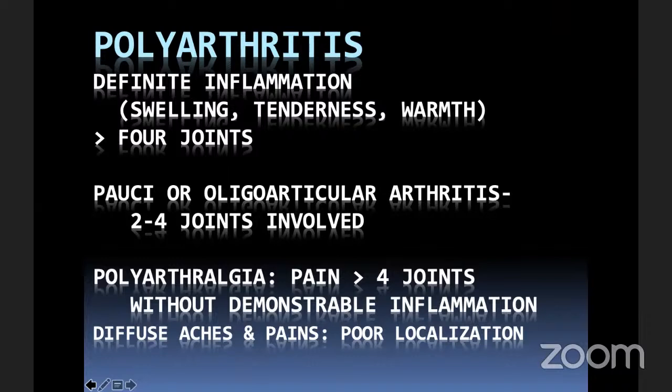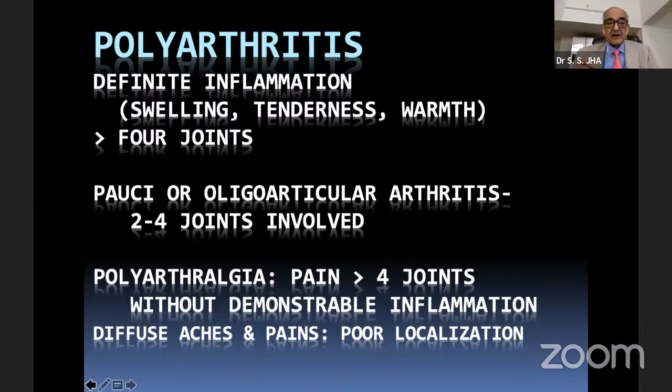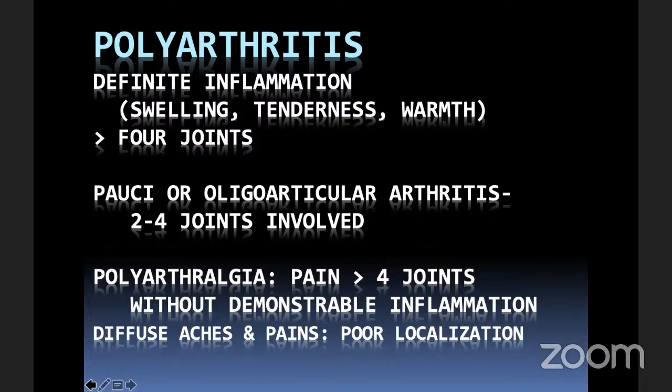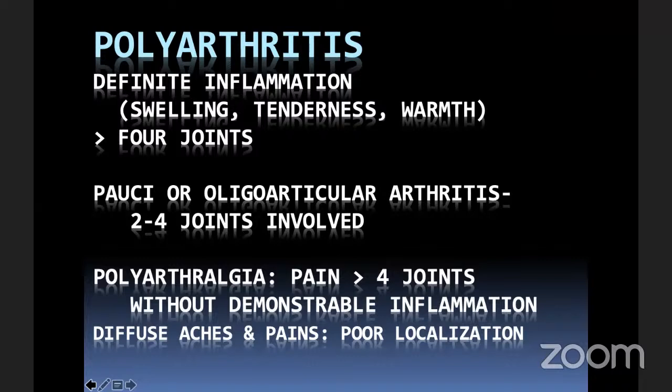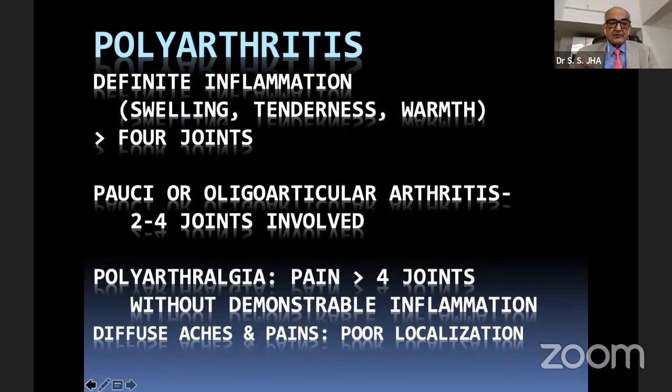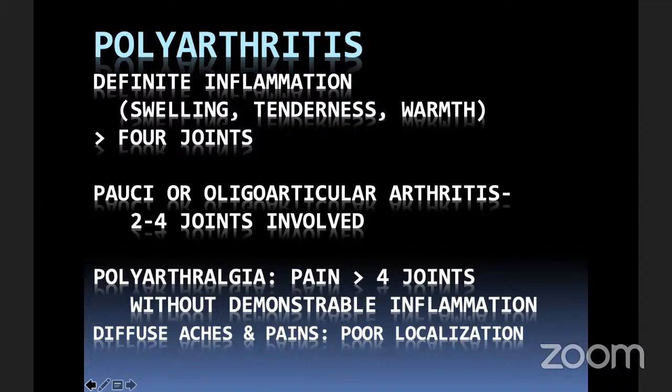And when there is no arthritis and there is only pain in 4 or more joints, then we say polyarthralgia, that is, without demonstrable inflammation. And there are cases where you cannot say exactly polyarthralgia; it is diffuse aches and pain. You are not able to localize them exactly.